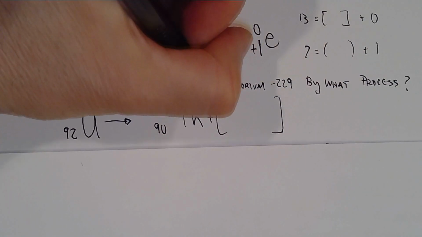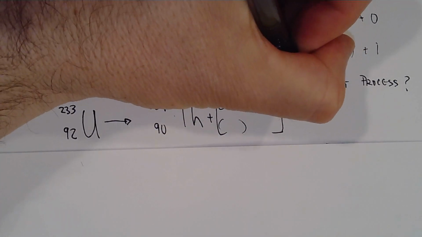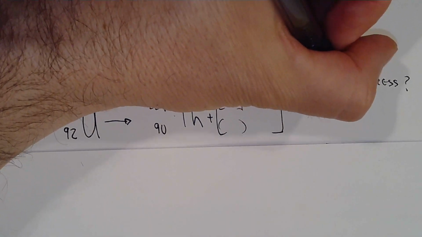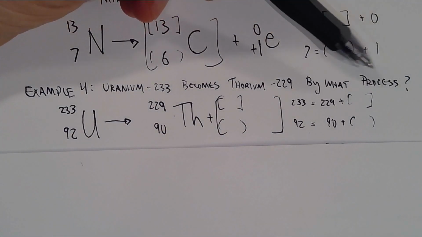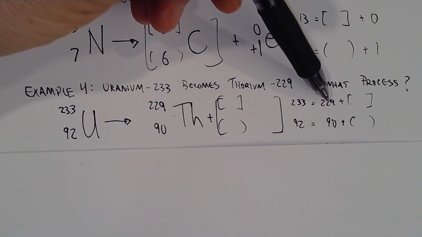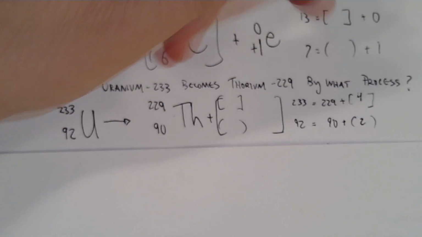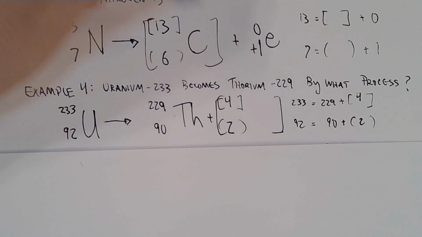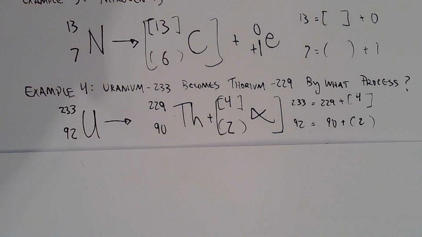So we do our math over here. It's the same process, even if it's a different element of the equation. So 233 equals 229 plus something. And 92 equals 90 plus something. So 229 plus 4 equals 233. And 90 plus 2. So this is going to be a 4 and a 2. And you know what that is. That's an alpha particle. So uranium becomes thorium by alpha decay. All right. Big chunk of the nucleus gets blasted out.